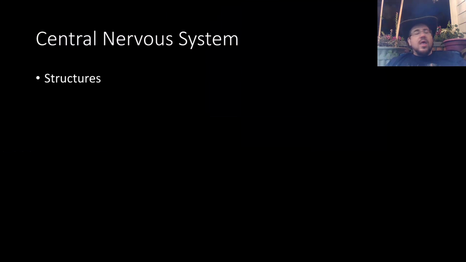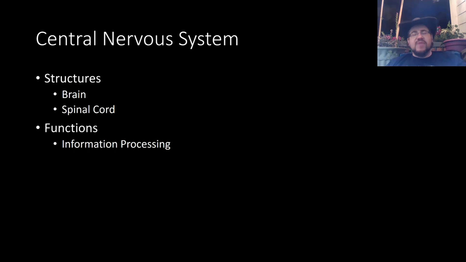All right, here we go. There are the basic structures of the central nervous system. We have the brain and the spinal cord. The functions of the brain and the spinal cord consist of information processing.